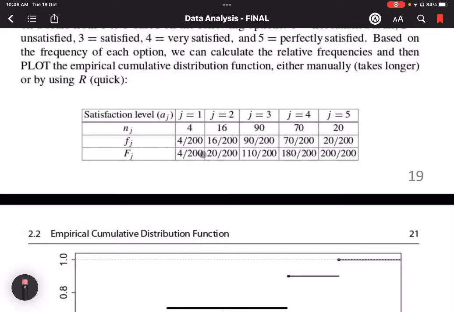But under ng empirical, we add, no? Cumulative kasi siya. So we add 4 to the next one. Okay? So that's how we get the 20, no? So 16 plus 4 will give us 20 over 200. 90 plus 20 will give us 110 over 200. 70 plus 110 will give us 180 over 200, and 20 plus 180 will give us 200 over 200. That's why under this example, we have Fj equal to 1, no? Kasi 200 over 200 is always equal to 1.